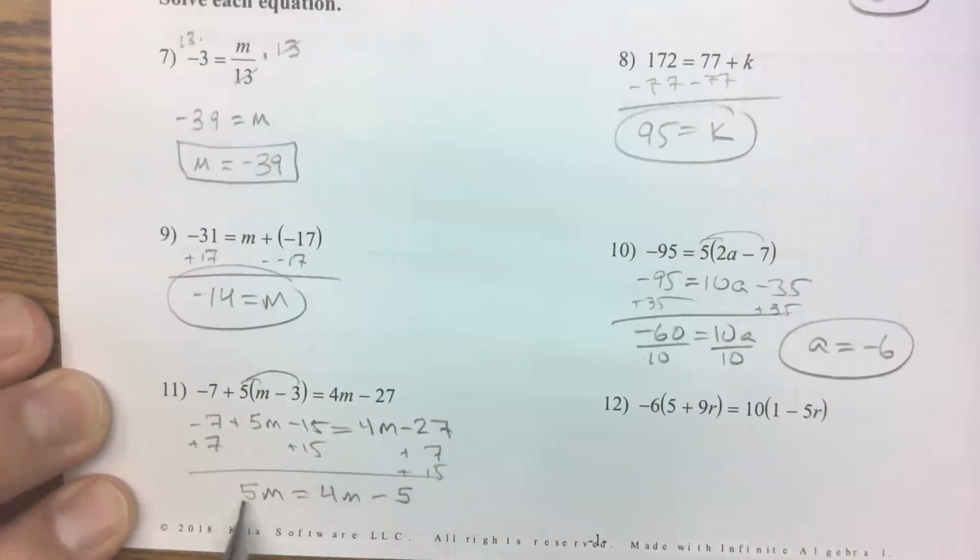And now I want my m's over here. Even though this is subtracting 5, the 4m is positive, so I'm going to do the opposite, negative 4m. And that leaves me with m is equal to negative 5.